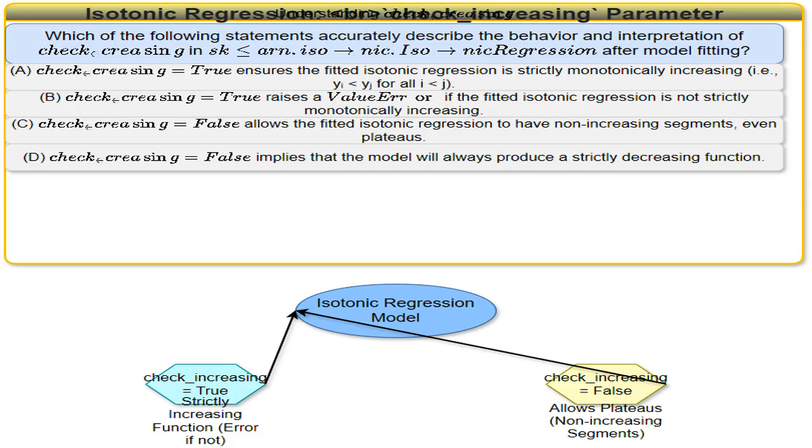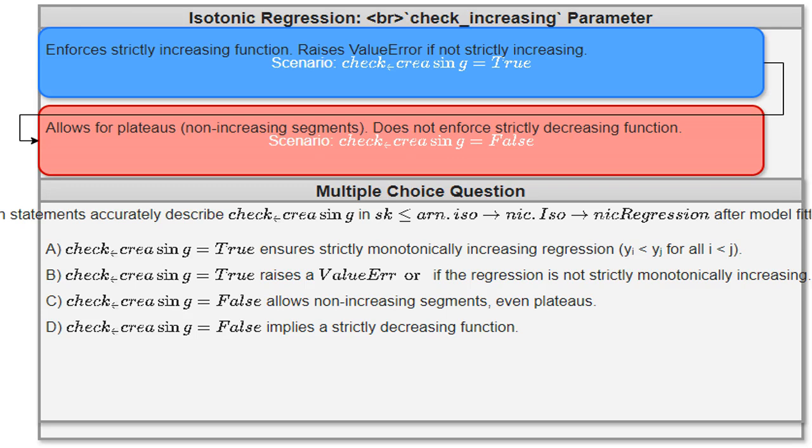Isotonic regression is a method for fitting a non-decreasing function to data. The `check_increasing` parameter is a crucial part of this process. It dictates how strictly the algorithm enforces the non-decreasing constraint. This phrase introduces the core concept. The `check_increasing` parameter within scikit-learn's isotonic regression. I'll explain what this parameter does and how it affects the model's output. Think of it as a control switch. It governs whether the model is allowed to create flat parts or only strictly increasing ones.